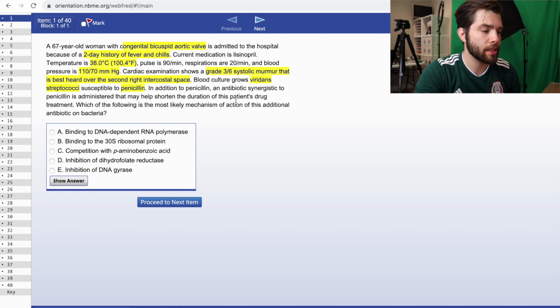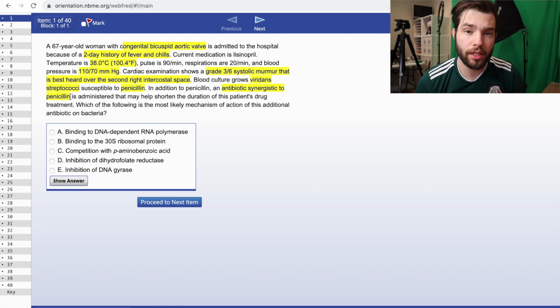Okay, so in addition to penicillin, an antibiotic synergistic to penicillin is administered. Okay, so now I'm starting to think, all right, what is synergistic with penicillin? And like I said, I memorized First Aid. I turned it into an Anki deck and I memorized it. And so I know random facts, and one of the more random ones, and maybe it's not random, but how I memorized it seemed random, was that aminoglycosides are synergistic with beta-lactams.